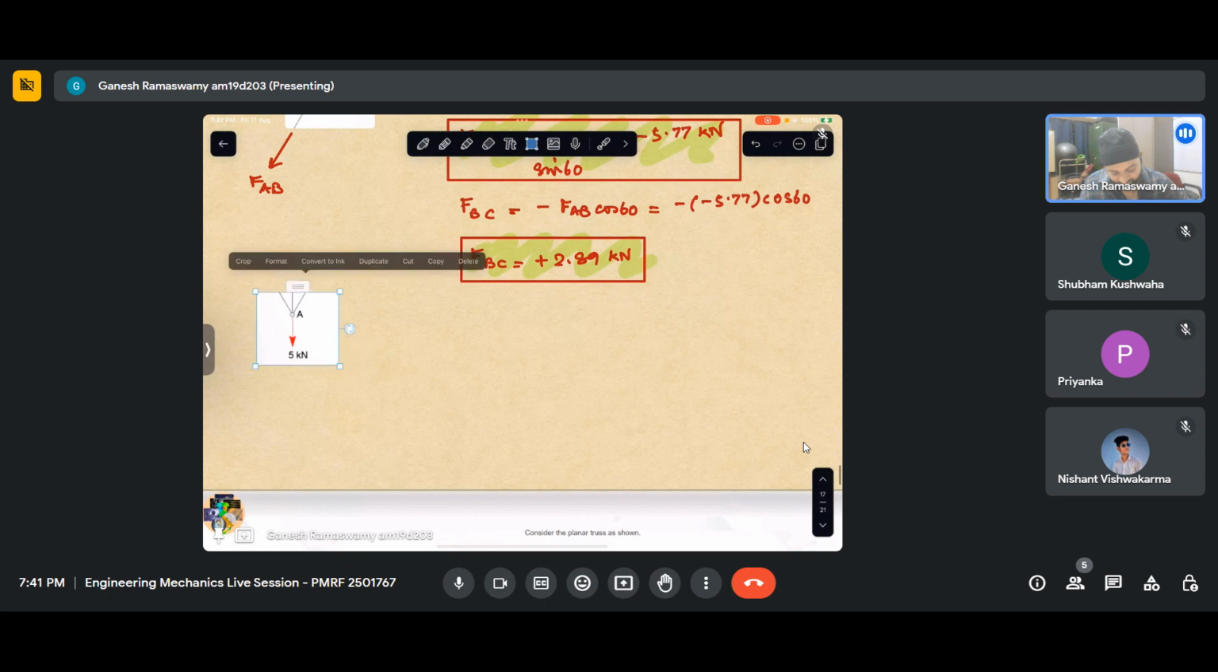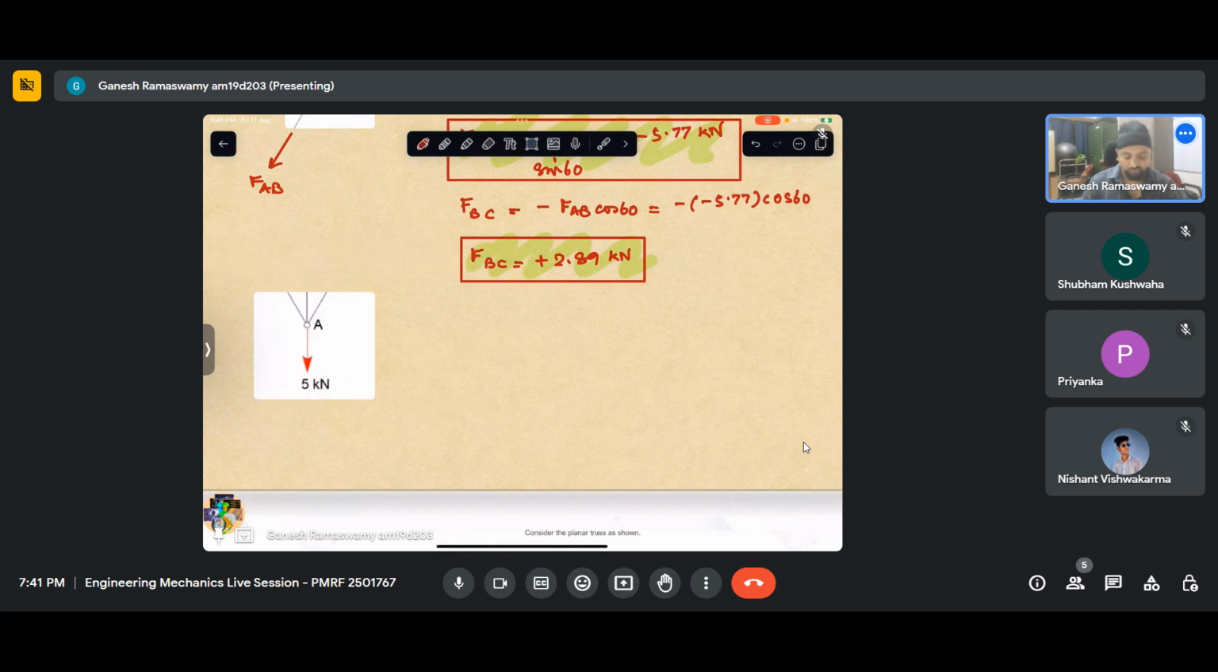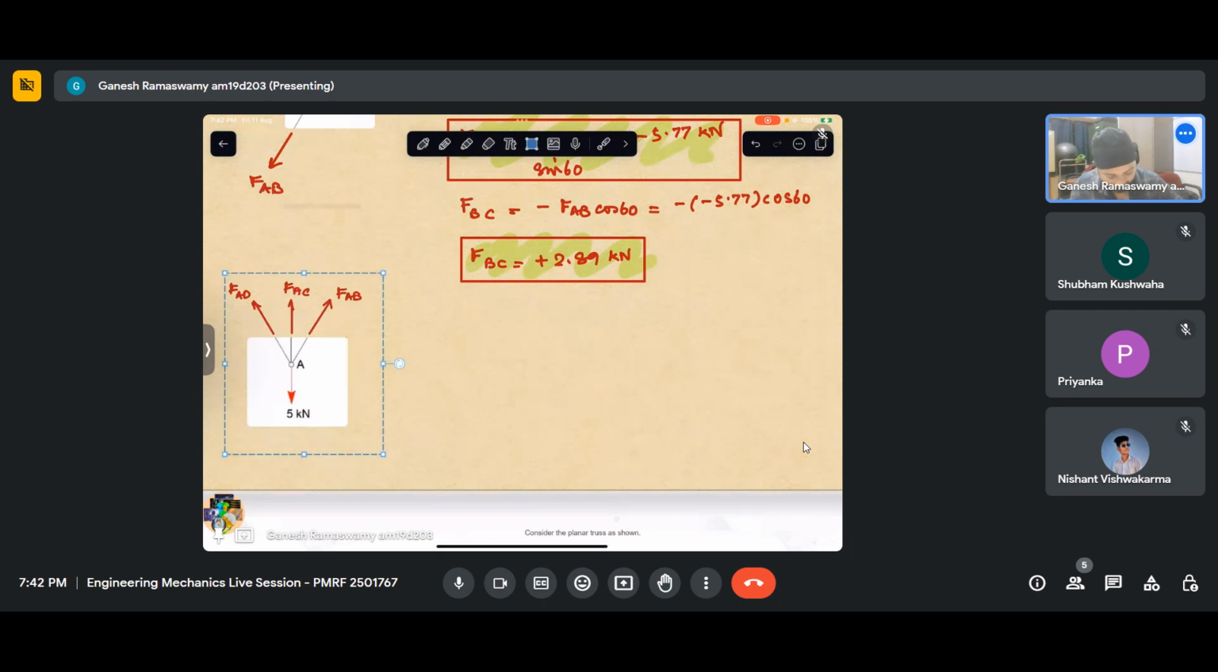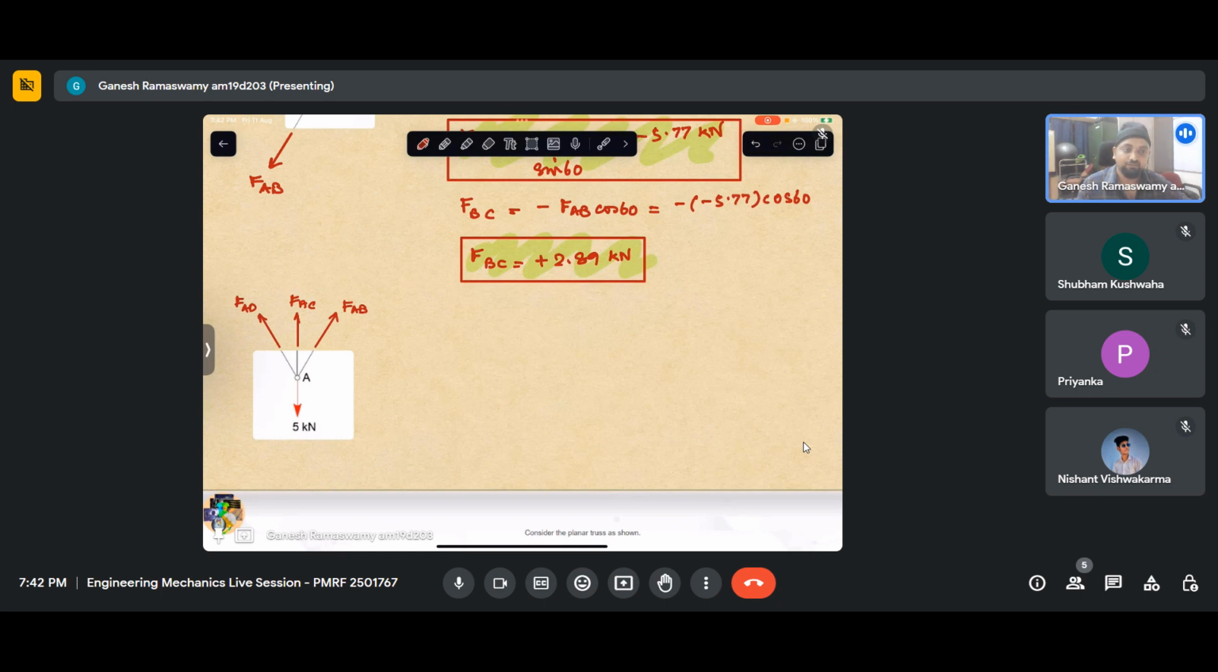If I take the free body diagram at joint A, I essentially reveal three forces. This is FAB, FAC, FAD. So this is my free body diagram of joint A. Now from symmetry arguments, I can say that FAB and FAD are the same, because sigma Fx equaling 0 implies FAB equal to FAD. So the ratio is essentially 1.